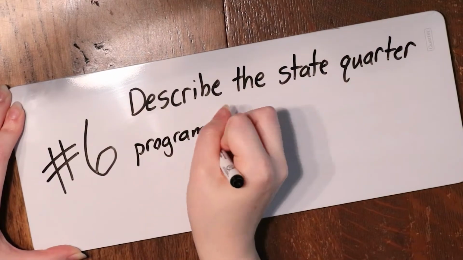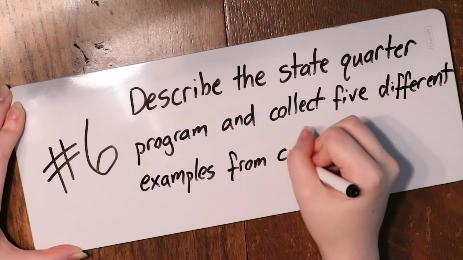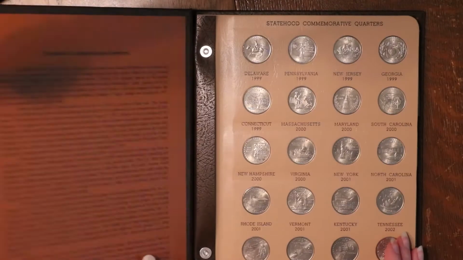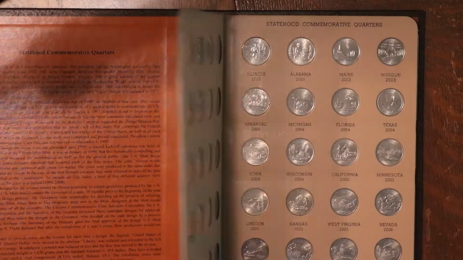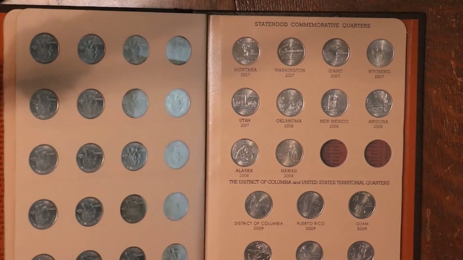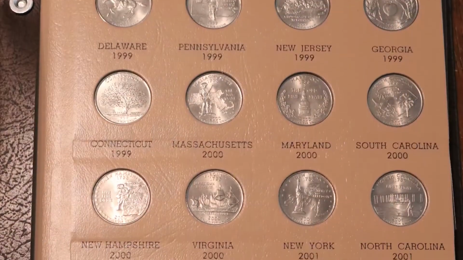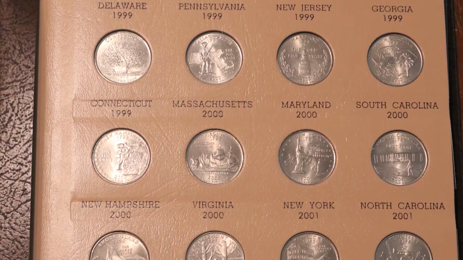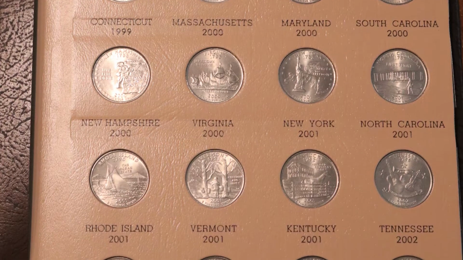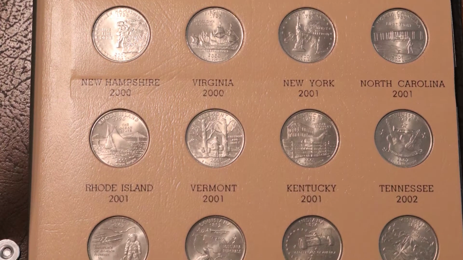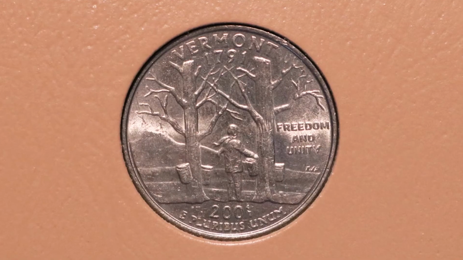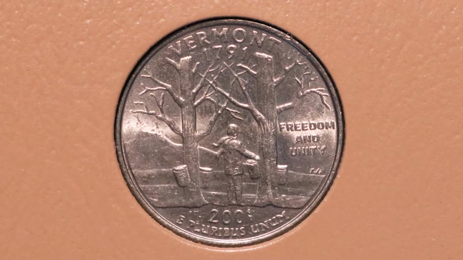Requirement 6. Describe the state quarter program and collect 5 different examples from circulation. The state quarter program ran from 1999 to 2008 and featured a different reverse design for each state. They released 5 designs per year, and each state's design highlights something unique and important to that state. Be careful when collecting these from circulation. They launched additional quarter programs afterwards, so be sure your examples are from 1999 to 2008. The date is always found at the bottom of the reverse.